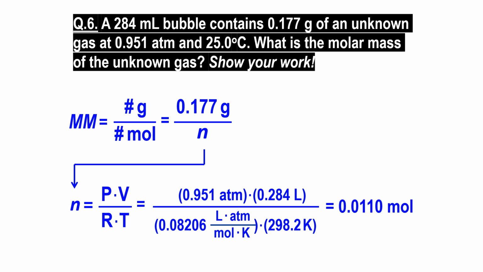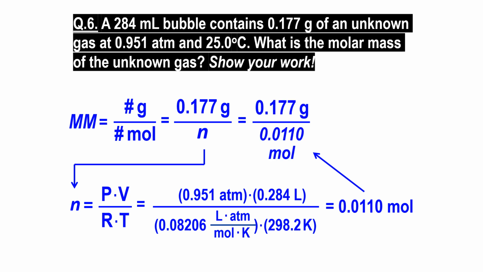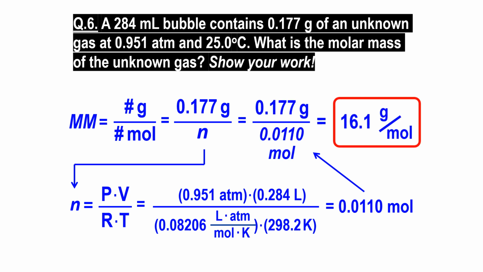Once you find the mole number, you take the weight of the compound that you used divided by the mole number, and you will get your molecular weight. In this case, we have 16.1 grams per mole. And that is the molar mass of your unknown gas.